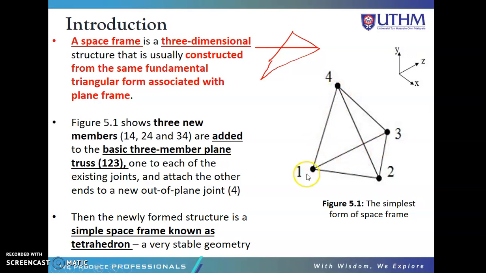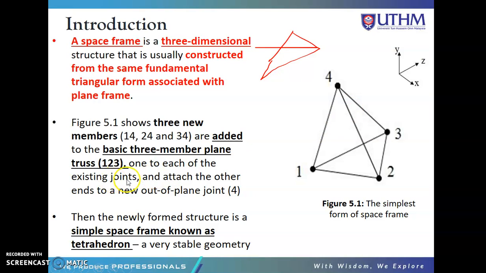So you guys can see this 1, 4, 2 is the triangular form. 2, 4, 3 is a triangular form. And also 1, 4, 3 is a triangular form. Okay.